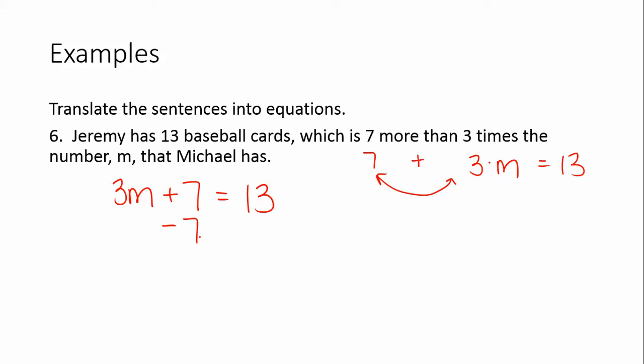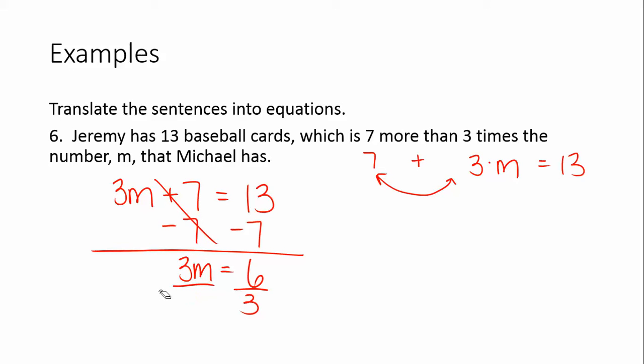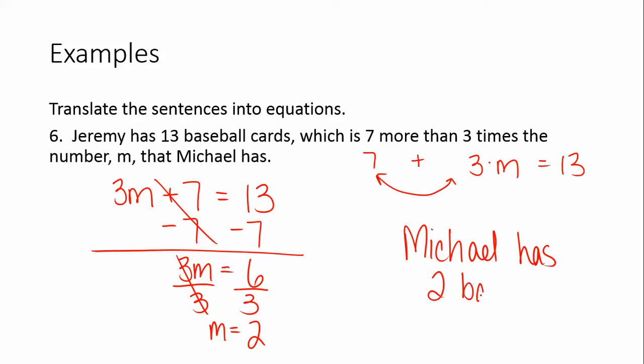We're going to subtract 7 from both sides. 3m equals 6. Divide both sides by 3. And we get m equals 2. So Michael has 2 baseball cards.